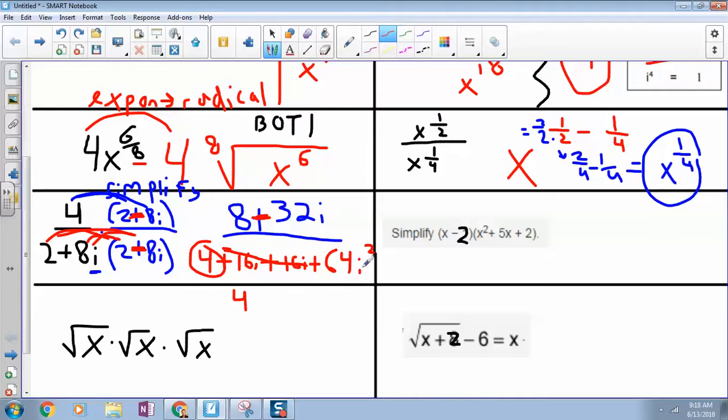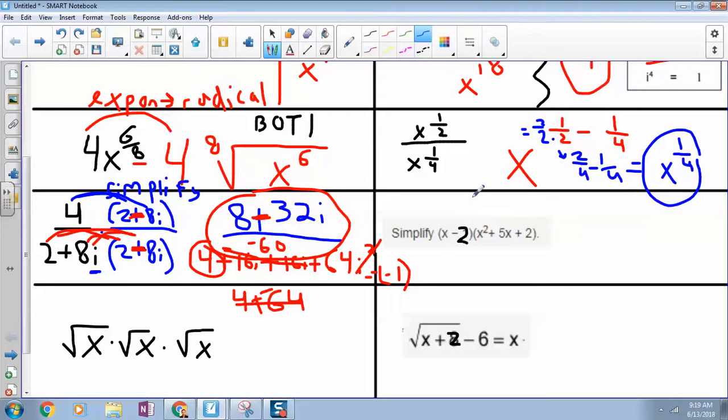All right, so what is i squared? i squared equals negative 1, right? So 64 times negative 1 is negative 64. So you end up with negative 64 plus 4, which is simply negative 60. So we end up with 8 minus 32i over negative 60. All right, we're going to keep on keeping on, like Joe Dirt.